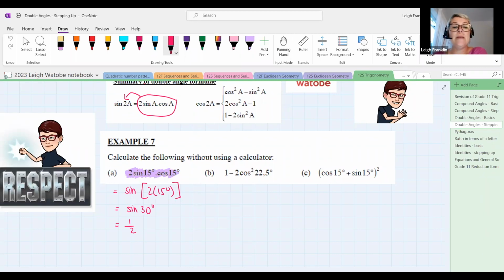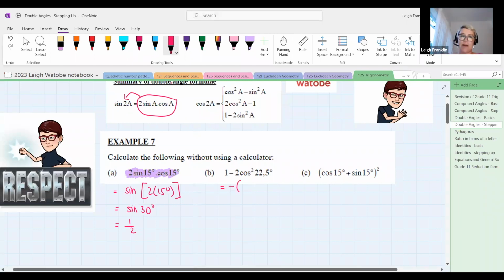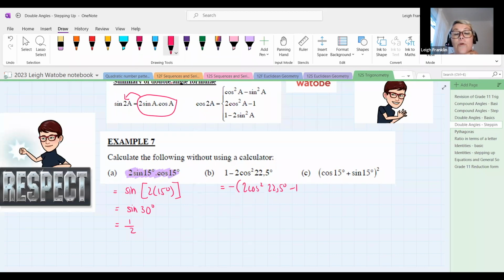Let's have a look at B now. All right, what's wrong with B? Can anybody tell me what it is that I need to do to B first before I can proceed? Sandile? Take out a negative. Lovely. So if I took out a negative and I used brackets, what would I write inside my brackets, Sandile? 2 cos squared 22,5 minus 1. Beautiful.